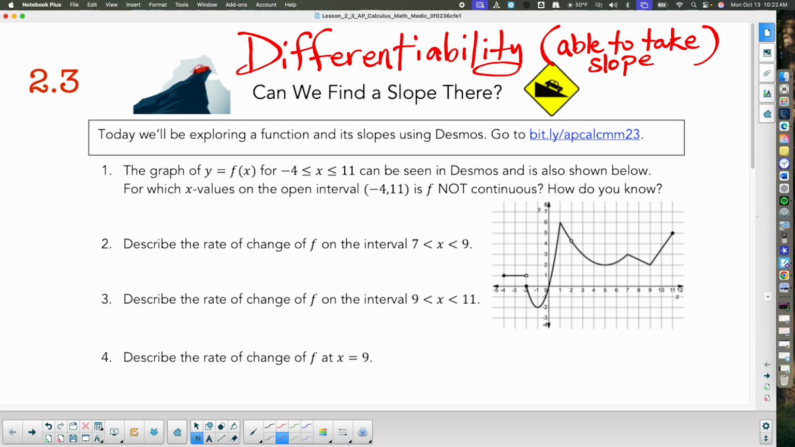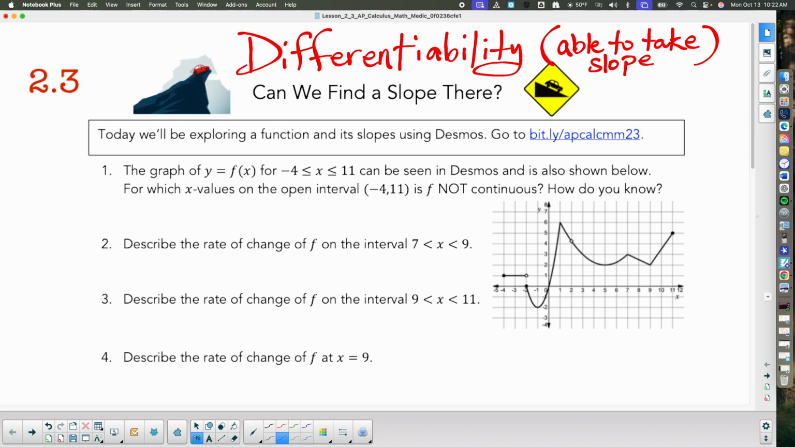And so you guys will get questions where you look at a graph like that or something. Maybe even an equation, but usually a graph. And it'll say, where is this function differentiable? So it basically means, where are you able to find slope answers on that picture?